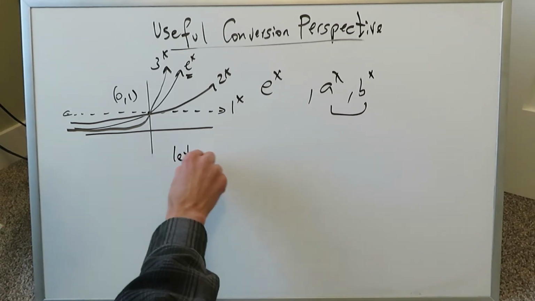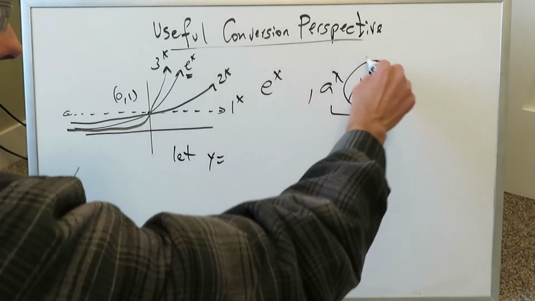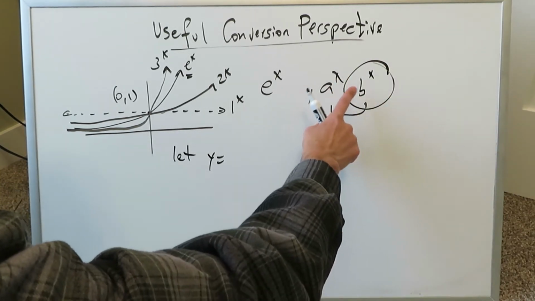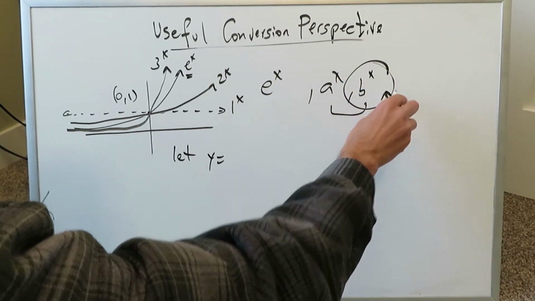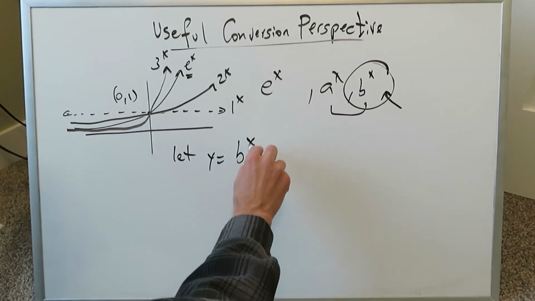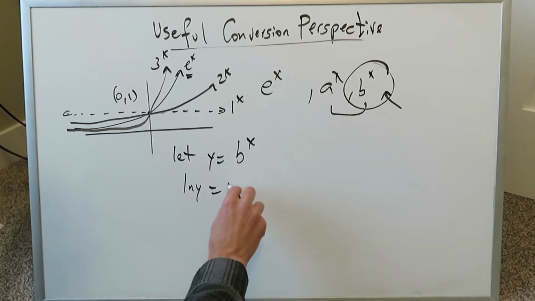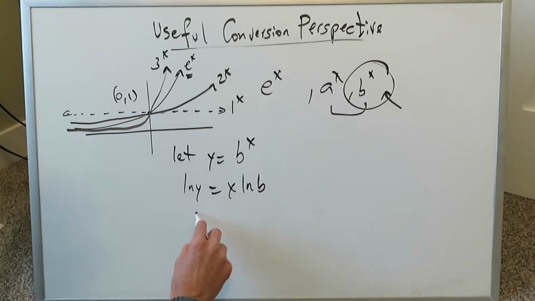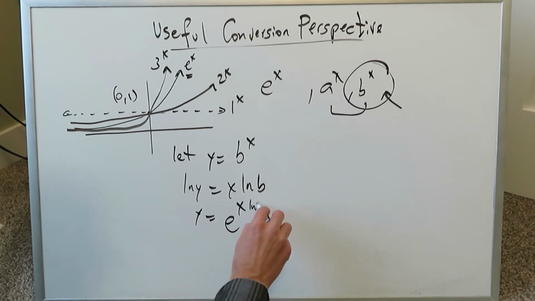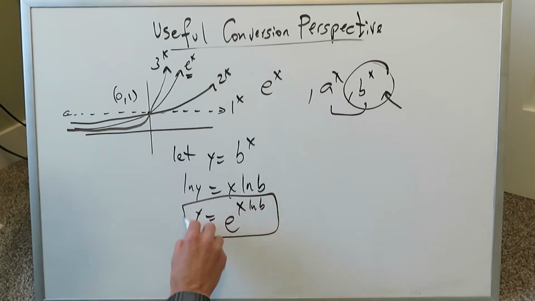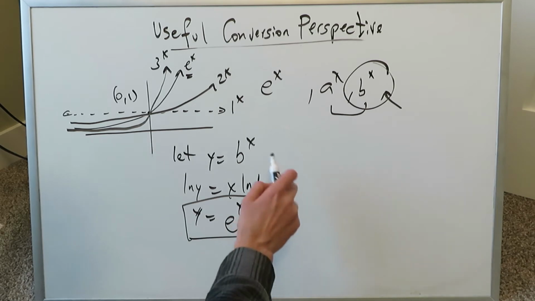Let y equal, and I like this form right over here. Books usually go a to the x or b to the x. I technically prefer to use this. Anyhow, let y equal b to the x. ln y equals x ln b. Solve for this y. You take the natural log on the other side. You have e to the power of x ln b. And this expression shows you very well the conversion between a power function and an exponential function.